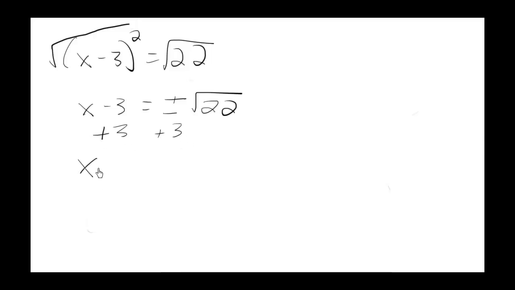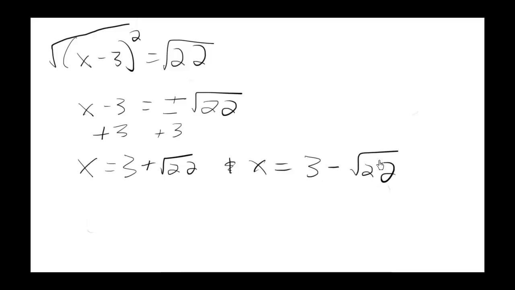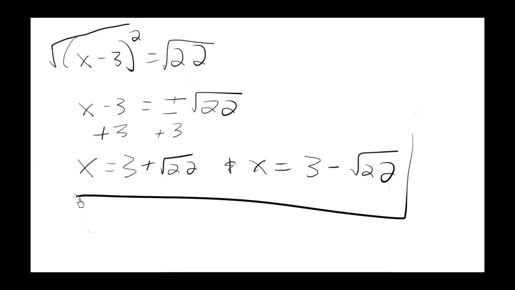And we get answers of x equals 3 plus root 22, and x equals 3 minus root 22. And these are unlike terms. No combining them. But we still get 2 nice answers. And that's completing the square. Alright, one more method to go, solving by quadratic formula, and that is the next video.